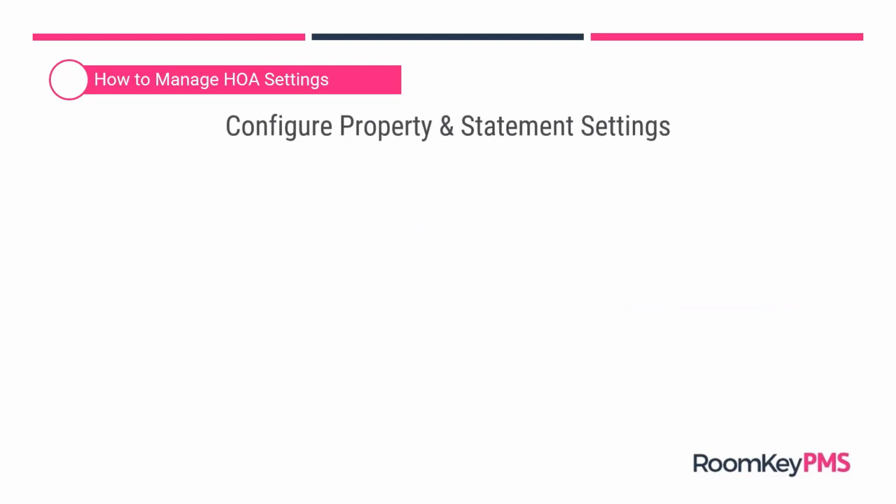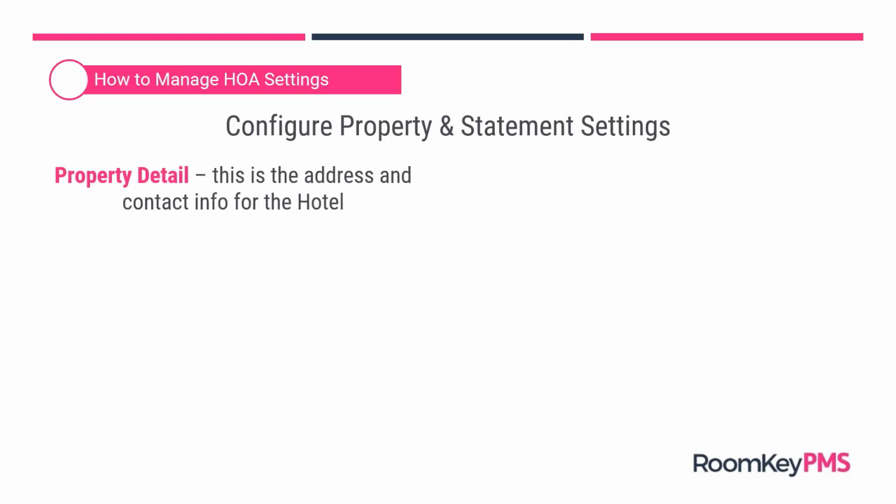The next thing that you're going to set up for your HOA portal is your property and statement settings. We've got a couple of steps that you'll go through here. The first thing that you'll set up is the property detail. Now, much of this will be set up in advance for you by your implementation specialist, but these include things like the hotel address and contact info, fax or email address for the hotel, but you can edit this information at any time.